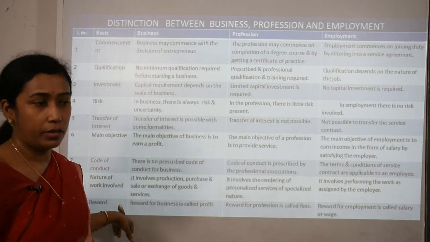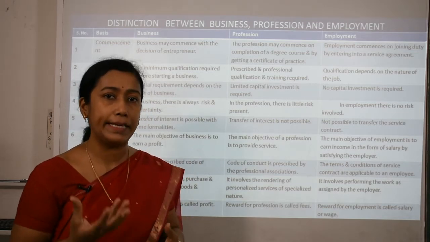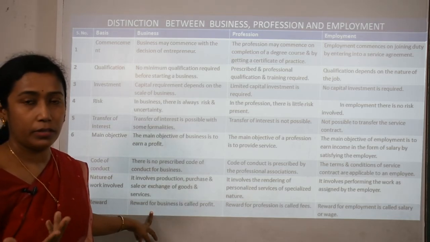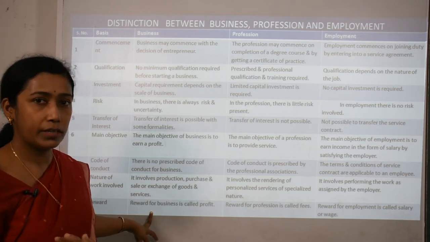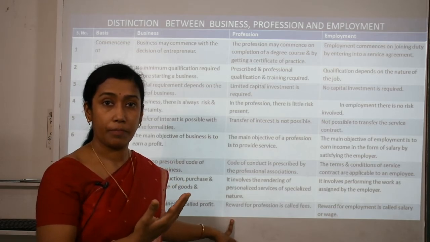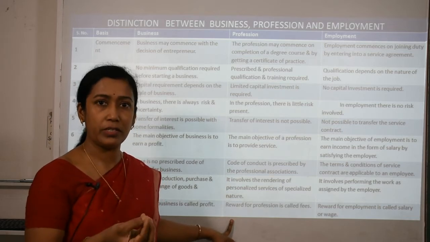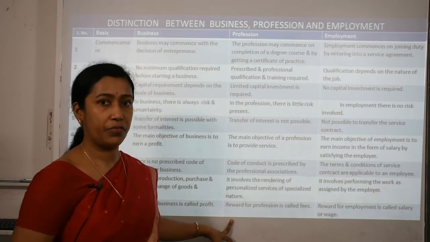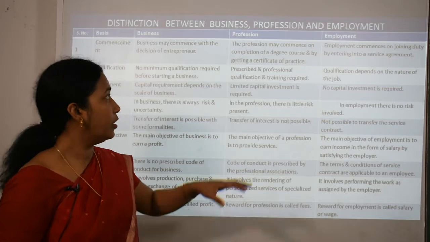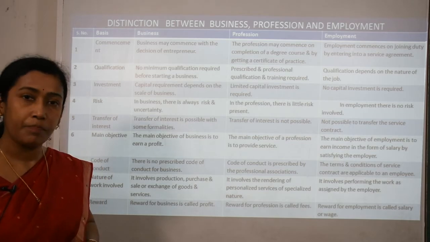And last is reward. Many of you have heard the words award and reward. Reward means something in cash that you get. The reward for business is called profit. The businessman earns a reward, and that reward is profit. For a professional degree, it can be fees, like whenever you take an appointment with a doctor or go to consult a lawyer, you need to pay a fee, minimum or maximum, whatever it is. So the reward for a professional degree is fees, and the reward for employment can be salary or wages. I hope you understood all the bases of difference between business, profession and employment.